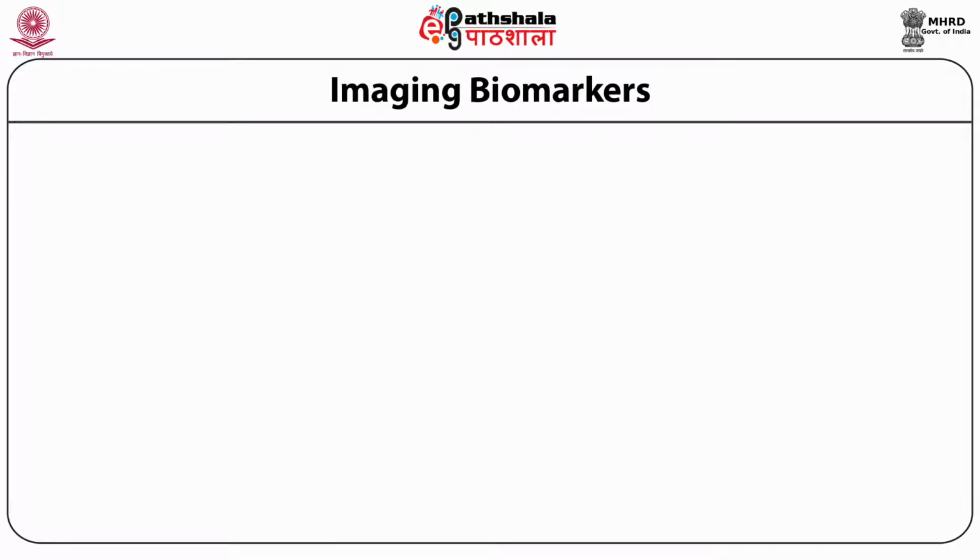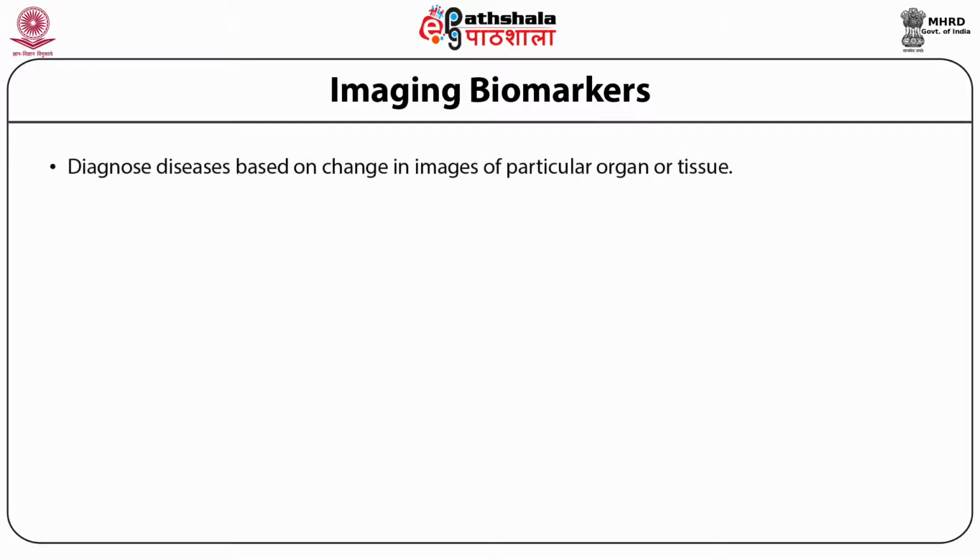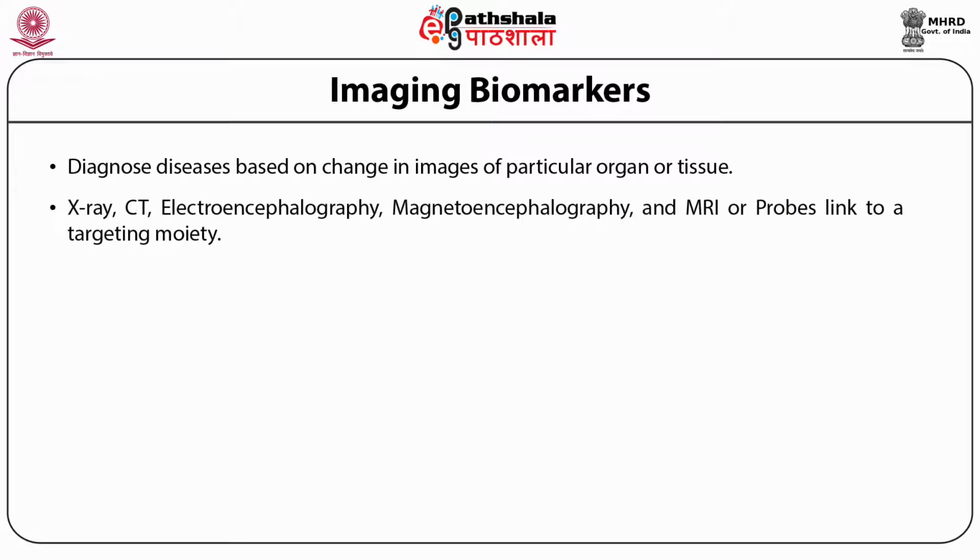First, we will discuss imaging biomarkers. These biomarkers are based on the principle of imaging of body or living tissue. So diagnosis is based on the change in image of a particular organ or tissue in disease condition. Commonly used imaging biomarkers are based on X-ray, CT scan, electroencephalography, magnetoencephalography, MRI, or probe linked to a targeting moiety.